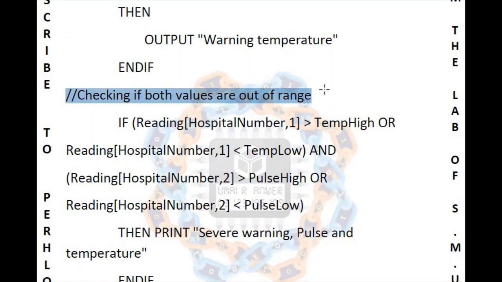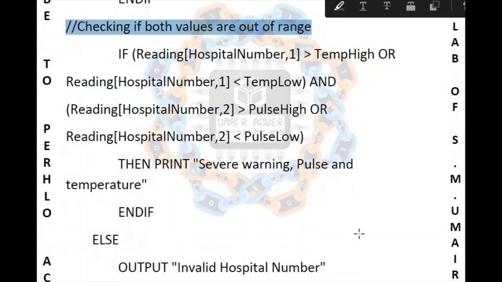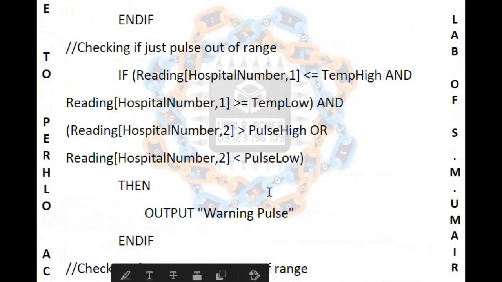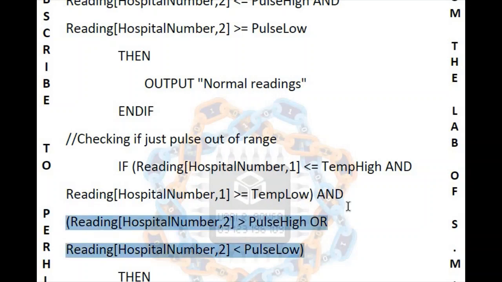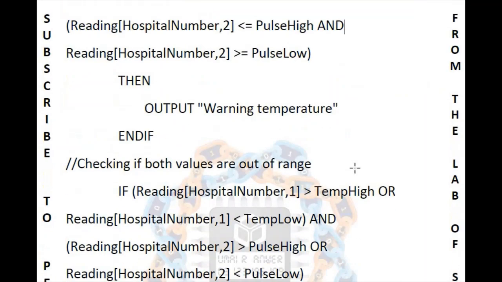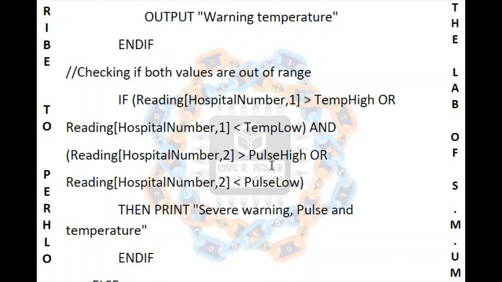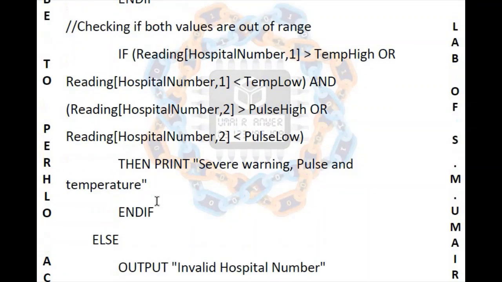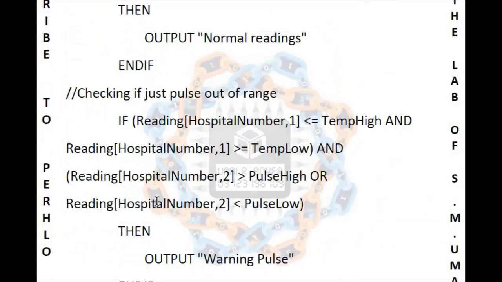Now we are going to check if both of the values are out of range, so we'll simply combine this logic and this logic: if temperature reading is greater than temp high or less than temp low and pulse reading is also either higher than pulse high or lower than pulse low, then print severe warning, pulse and temperature, just as instructed in the question. And else, like why else?